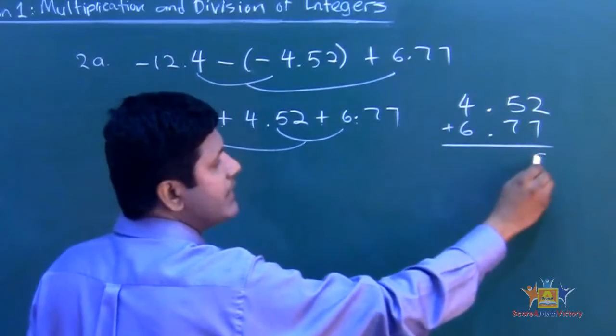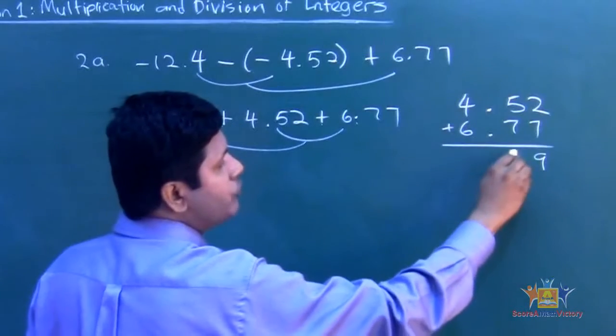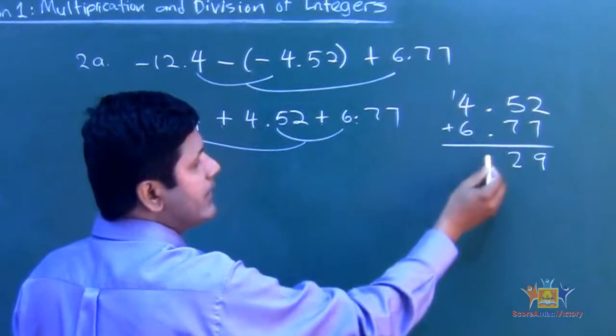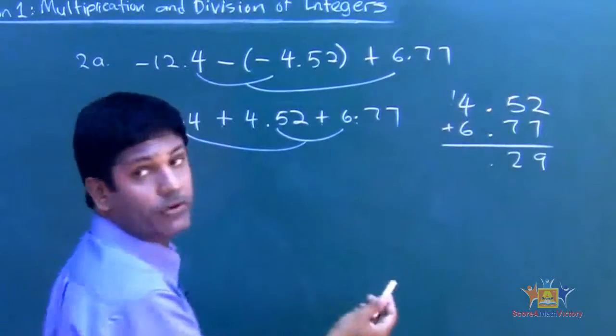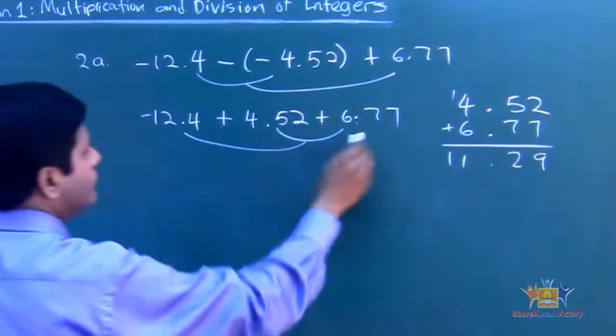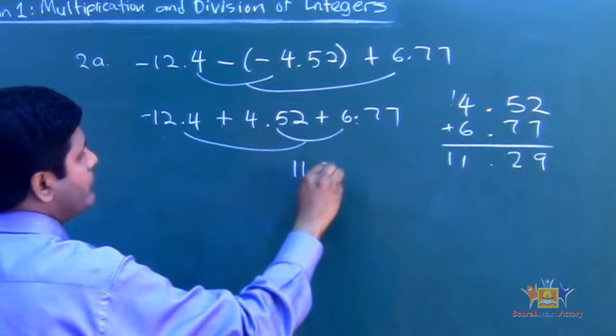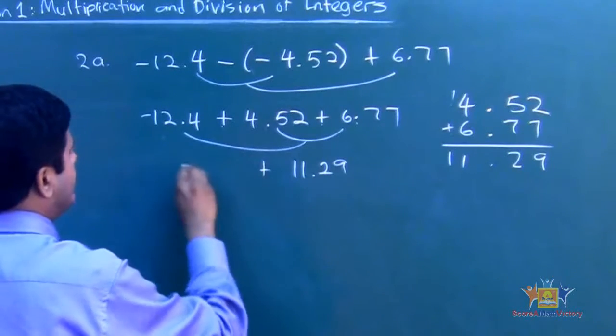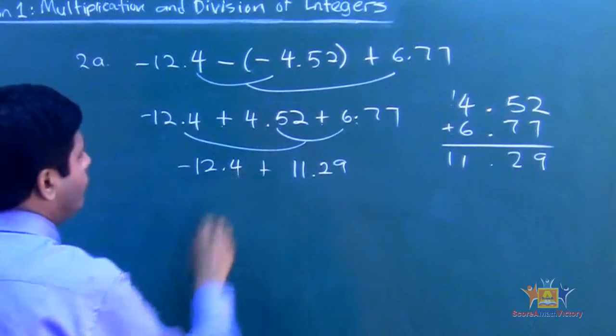2 plus 7 is 9. 5 plus 7 is 12, 2 carry 1. Decimal, bring it down. 1 plus 4 is 5. 5 plus 6 is 11. So this whole thing is 11.29. I'm adding it with negative 12.4.